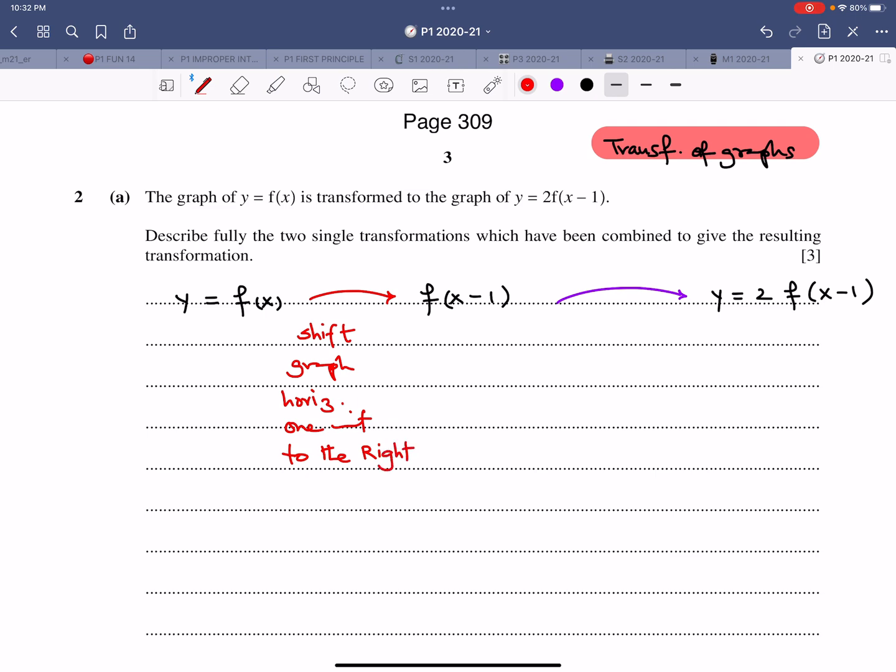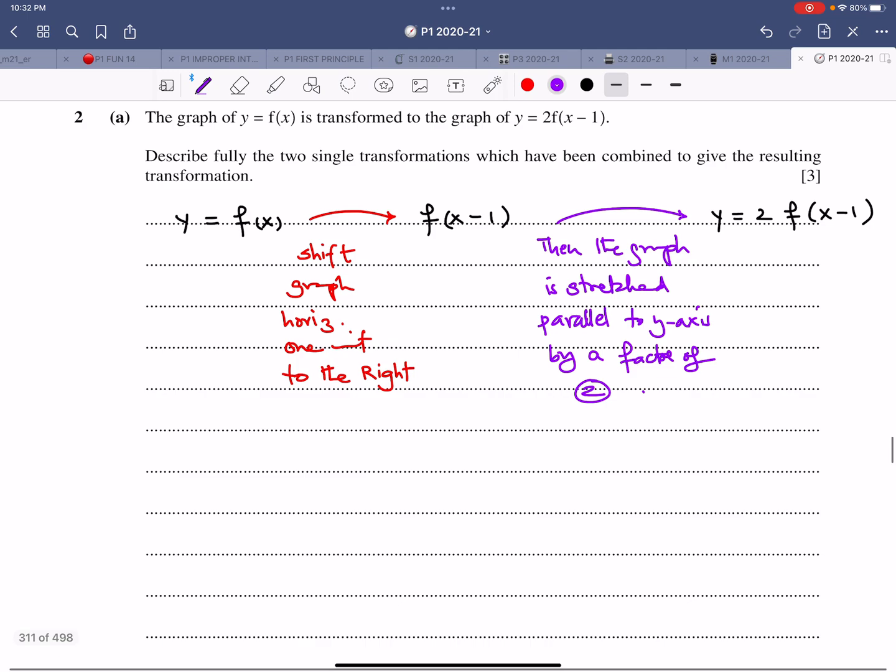That is the first transformation. And then what happens? Then the graph is stretched parallel to the y-axis by a factor of 2. So that is what is happening for 3 marks. Describe fully two single transformations. That's the description in detail, the red one and the purple one.